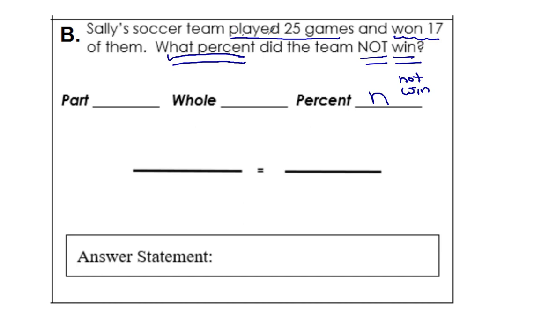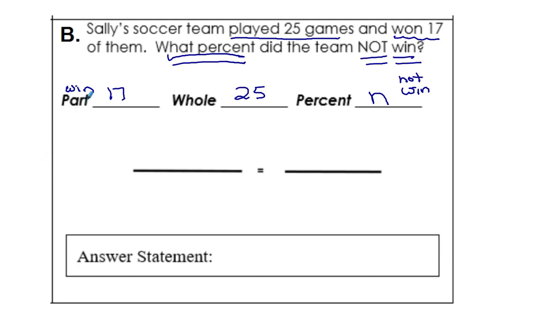We know that they played 25 games. This is your whole amount. What is the total number of games we're talking about? We're talking about 25 total games played. So that's our whole. And then they won 17 of the 25. So this 17 is our part, and this represents the wins, how many they won.